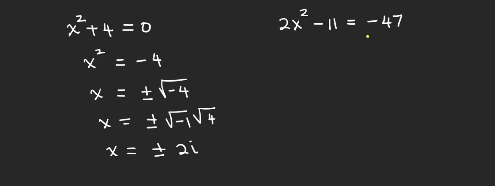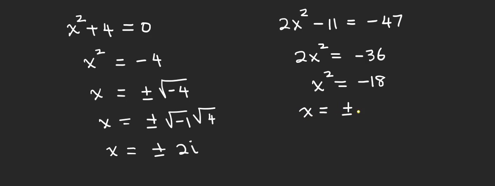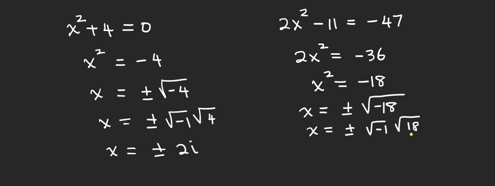Now, let's take a look at this equation. Let's solve for x. So you want to add 11 to both sides. You get 2x squared equals negative 36. And you want to divide by 2 on both sides. So you get x squared equals negative 18. Now how do you solve for x? X equals positive negative radical negative 18. And you know that this will be positive negative radical negative 1 times radical 18.